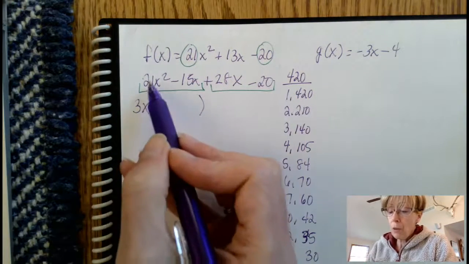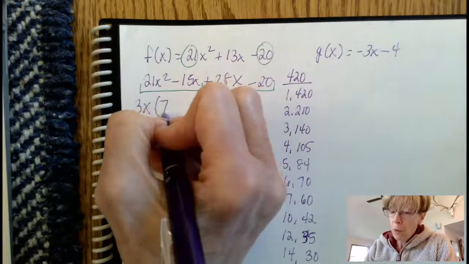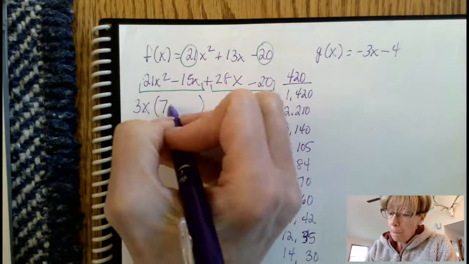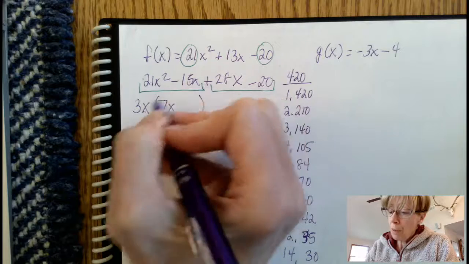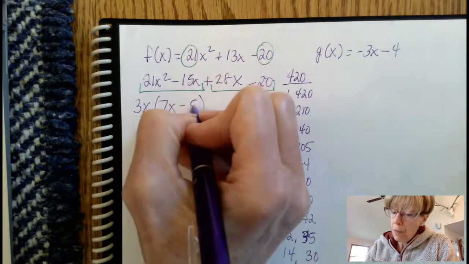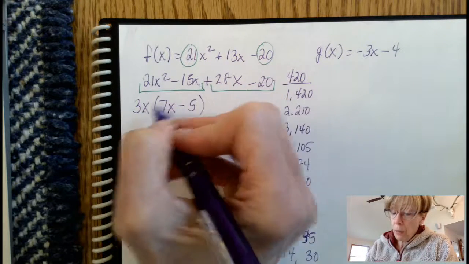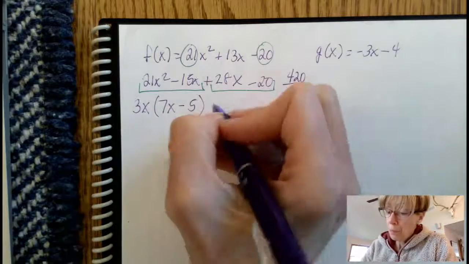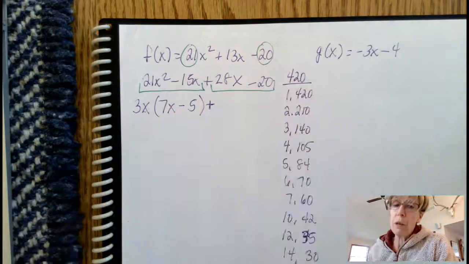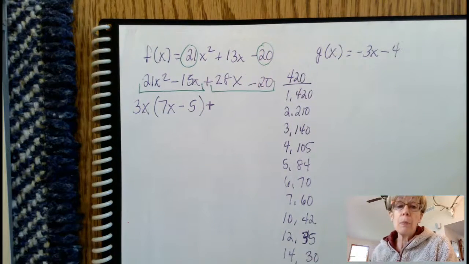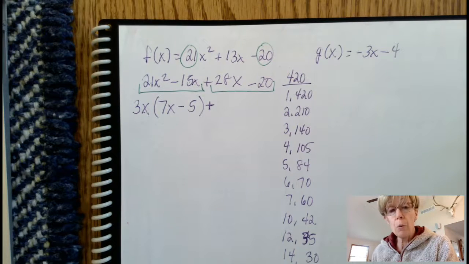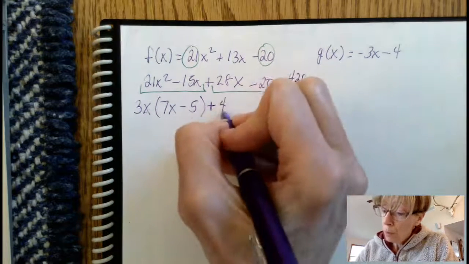The biggest number that divides into 28 and 20 is 4. And notice, 28x divided by 4 is 7x. Negative 20 divided by positive 4 is negative 5. When we factor here, we get 7x minus 5, and then we've got our 3x plus 4.